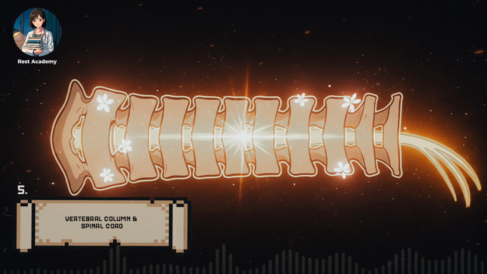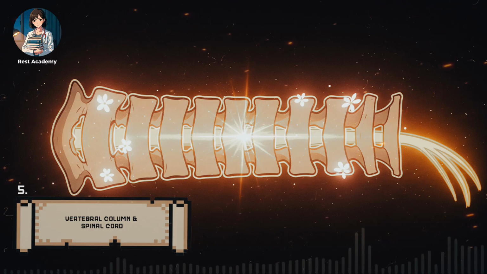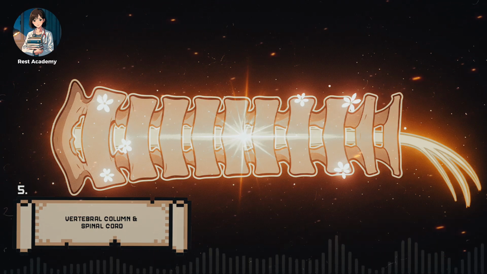Within the canal, the spinal cord is wrapped by three meninges: dura mater, a tough outer sleeve; arachnoid mater, a delicate intermediate layer; and pia mater, a thin inner coat that follows every contour. Between dura and vertebral canal lies the epidural space, containing fat and a venous plexus. Between arachnoid and pia is the subarachnoid space, filled with cerebrospinal fluid that cushions the cord.